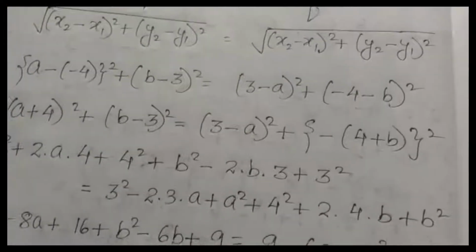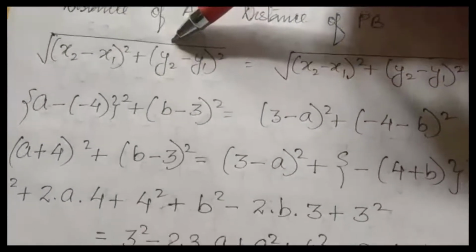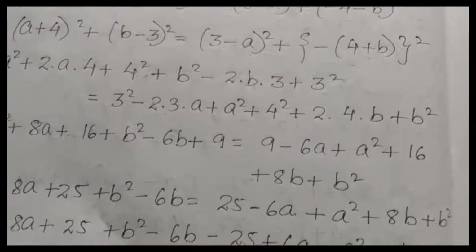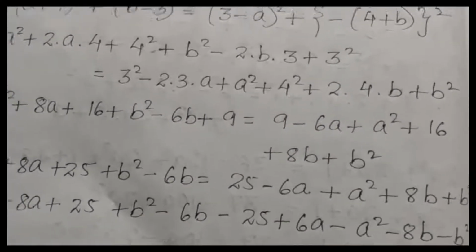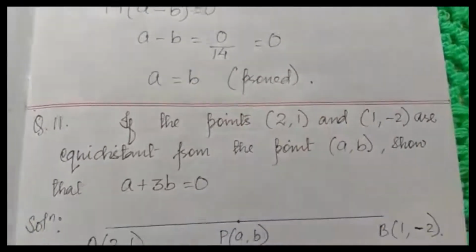So in this question you just have to use formula. First you have to use the formula of distance, how to find the distance between 2 points. Then you have to use the formula of (a + b) whole square and (a − b) whole square. Some terms will be cancelled out and at last you will get this a is equal to b. So you do this question.